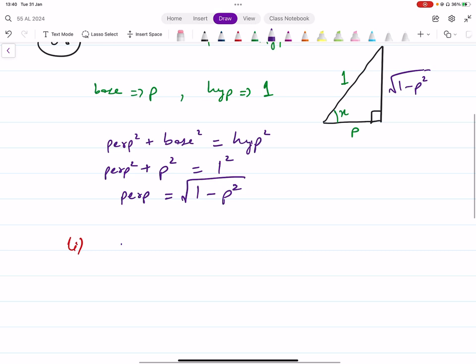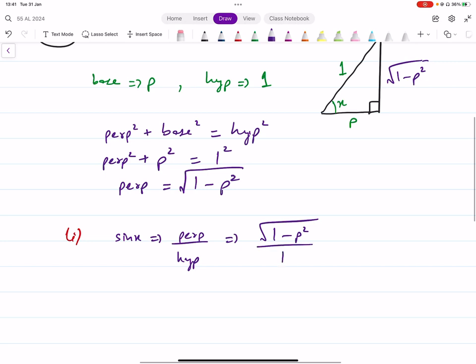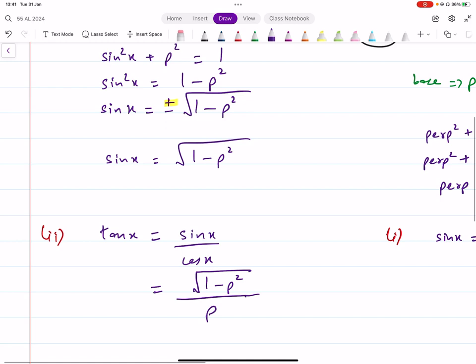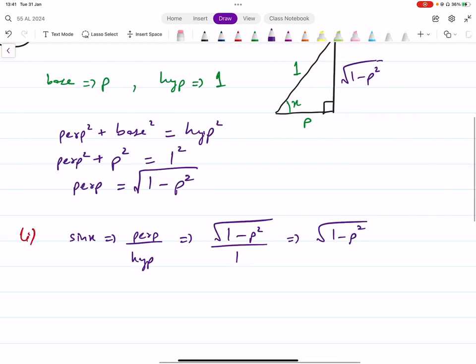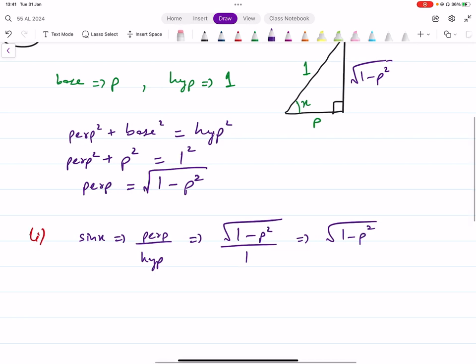What's sine of x? It's perpendicular over the hypotenuse, right? What does that give you? Square root of 1 minus P square divided by the hypotenuse. What's that? That's just 1. So you just get square root of 1 minus P square from this. That is sine of x. And that's exactly what you got using those identities there as well. So this is square root of 1 minus P square. Is this clear to everyone?